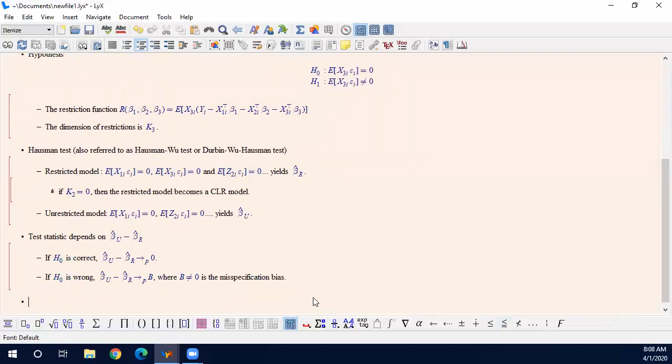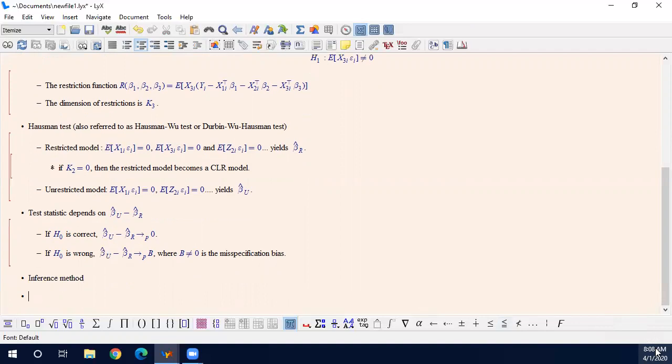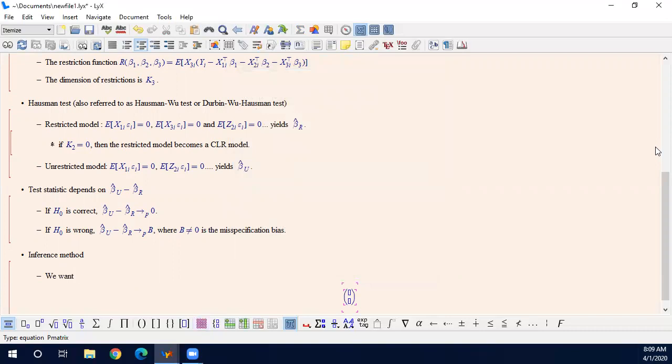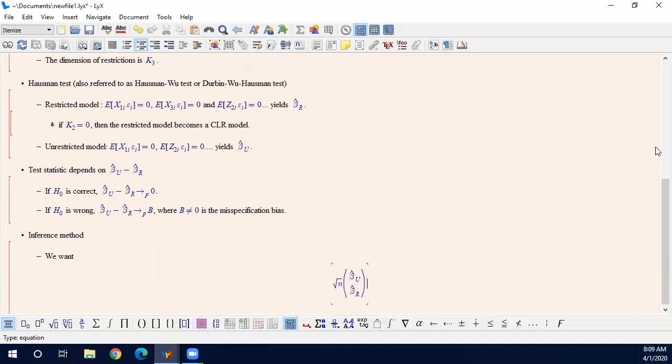Then, to study this, we are going to the inference method. We will go through the basic theory in general. Suppose that what we want is, in the end, we want to have this kind of distribution.